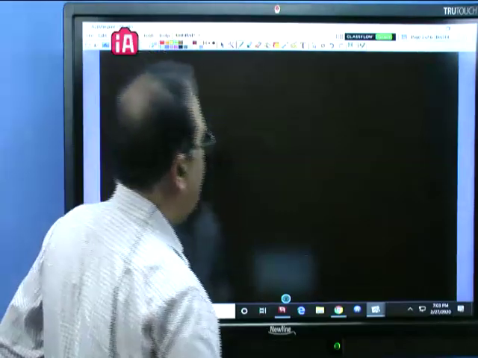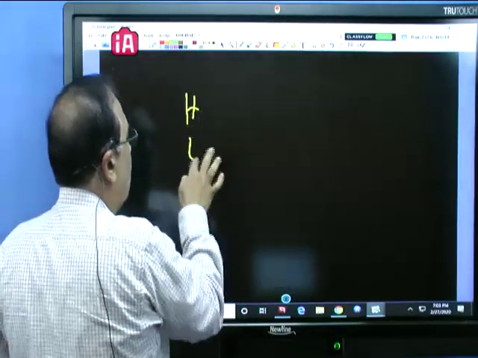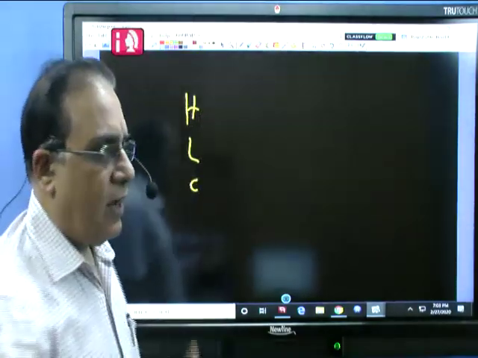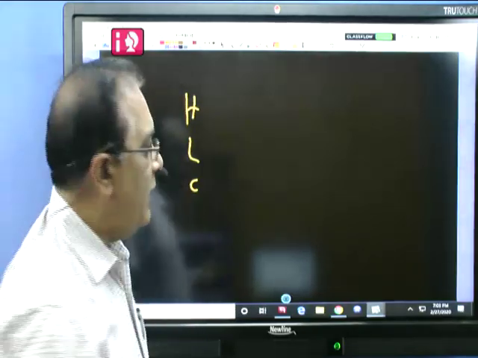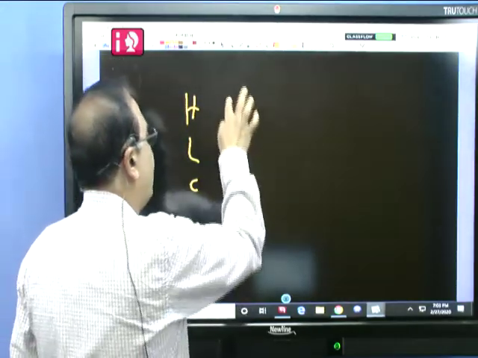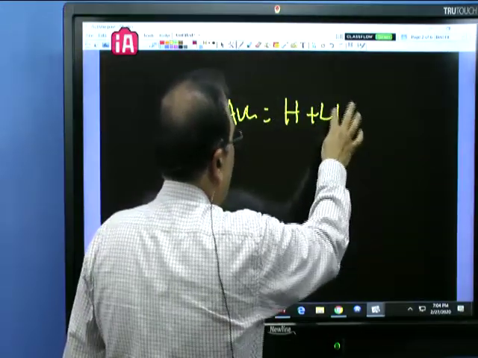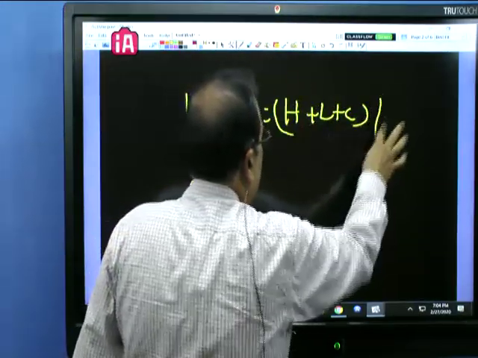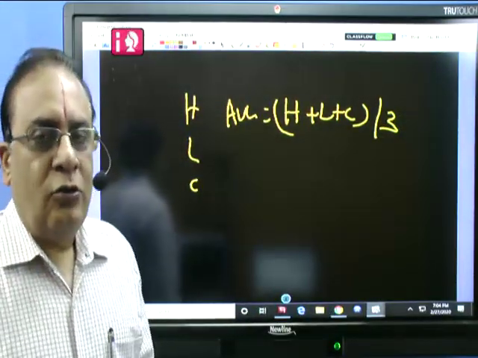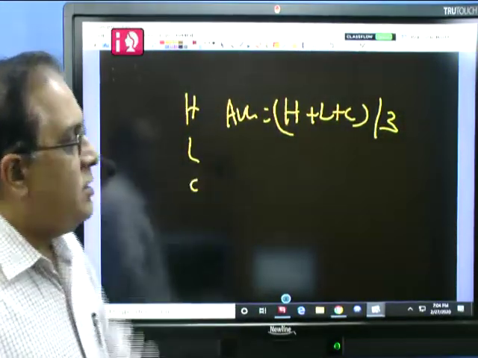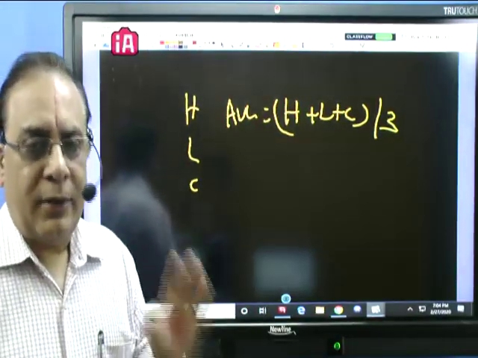So the pivot point formula: let us say you have the high, low and close of every day. Like today there is a high, a low, and a close, right? Based on this high, low, close, the average is high plus low plus close divided by 3. This is the first thing: you calculate this and keep it.